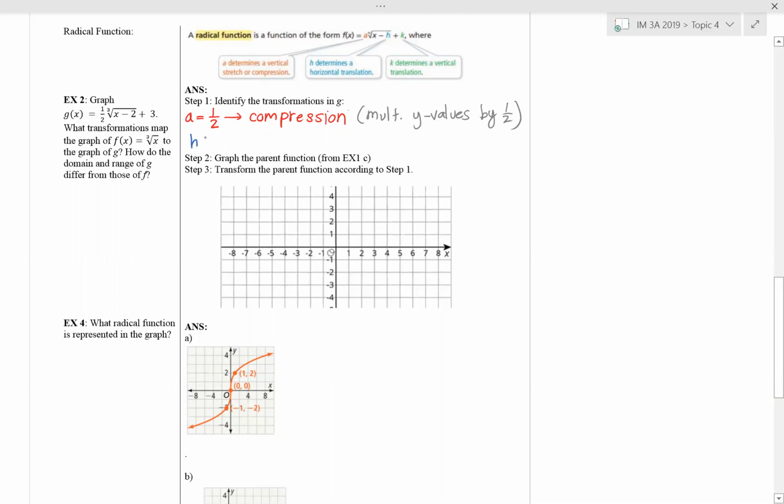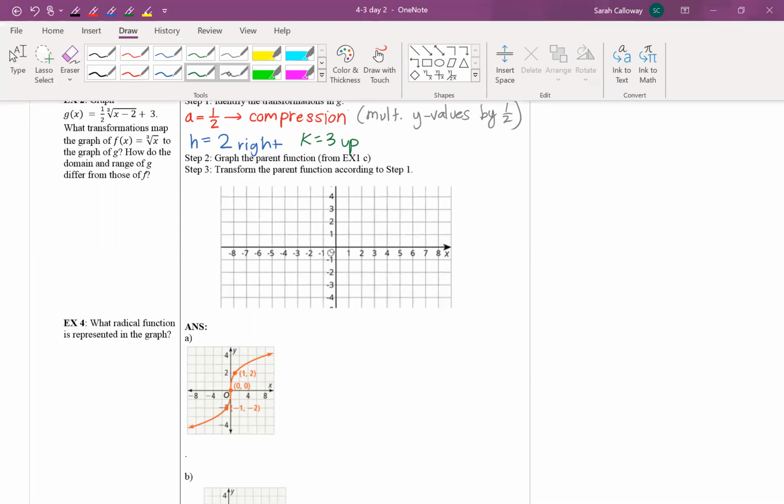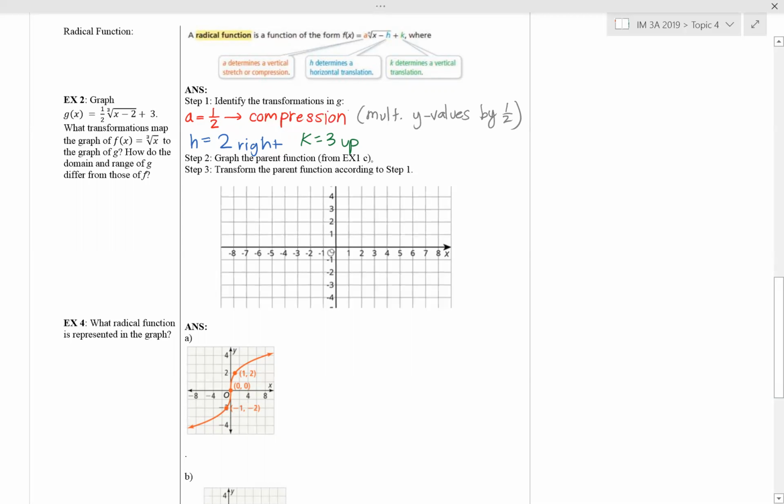So based on both H and K, my H value is 2. That means it's going to move to the right. And then our K value is 3. And that tells us that it's going to be translated up. So what we're going to do is, just like we did with the square roots, we're going to graph our table from example 1C this time.